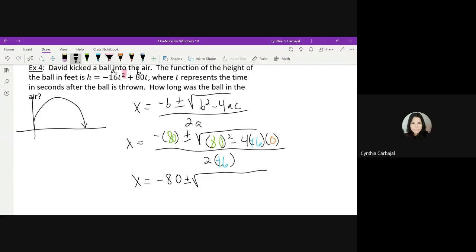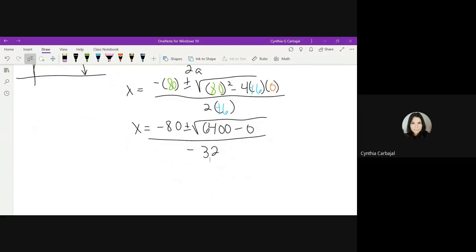Plus or minus 80 squared. Well, 80 times 80, 8 times 8 is 64, and then 2 zeros. Minus 4 times negative 16, which is going to make my answer negative, but then times 0, which is just going to make this 0. Oh, that was easier than I thought. And then 2 times negative 16, which is negative 32. Huh, maybe I didn't need the calculator after all. So obviously this is just negative 80 plus or minus the square root of 6400, and we know the square root of 6400 is 80.